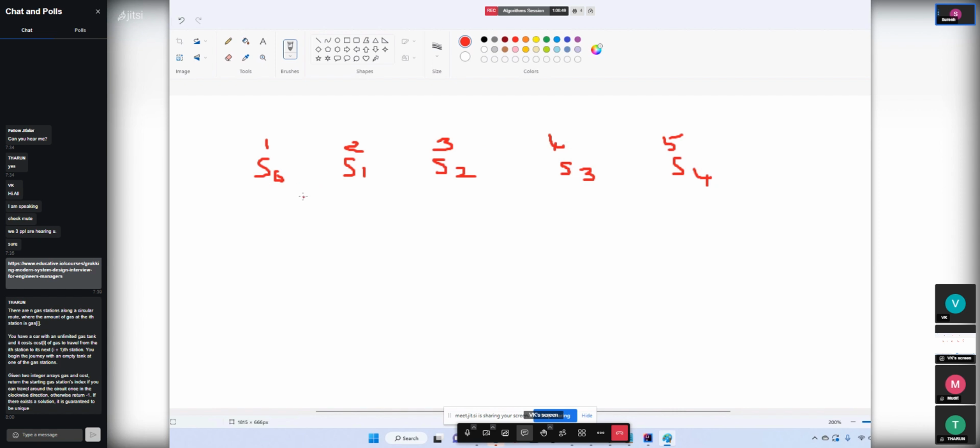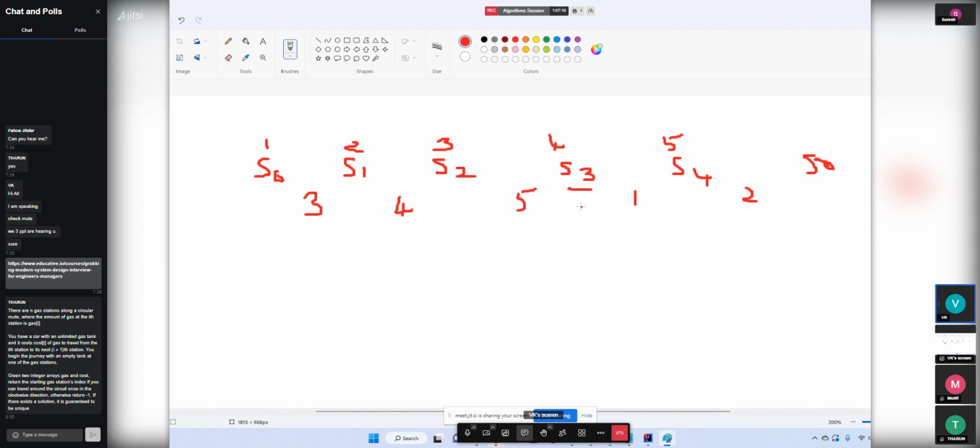To S1, so 3, 4, 5, 1, 2. The other one, S4 to S0, is 2. It becomes as zero. Now I think S3 is the answer, right? 0, 0, 1, 2. S3 is the answer. Let's start from there.